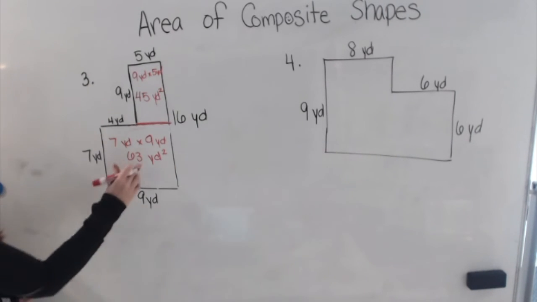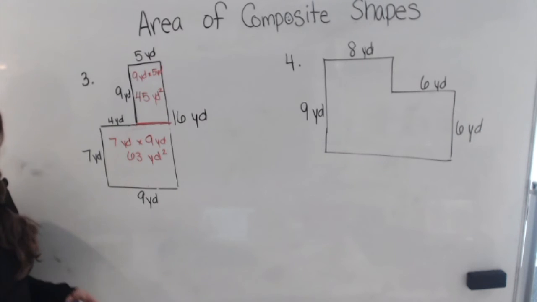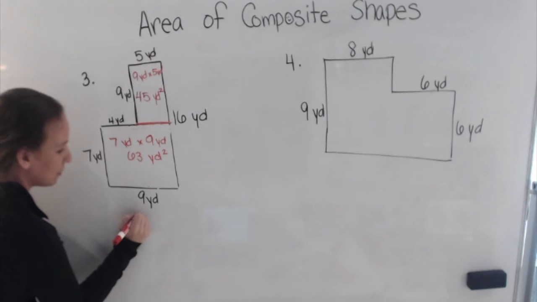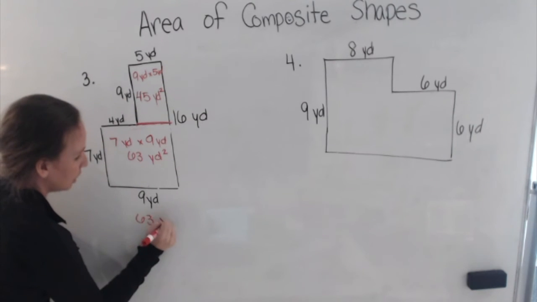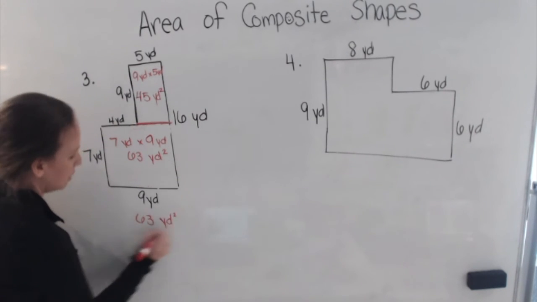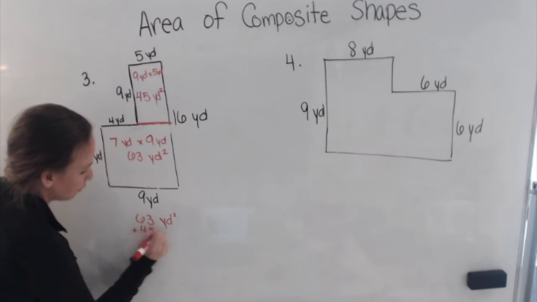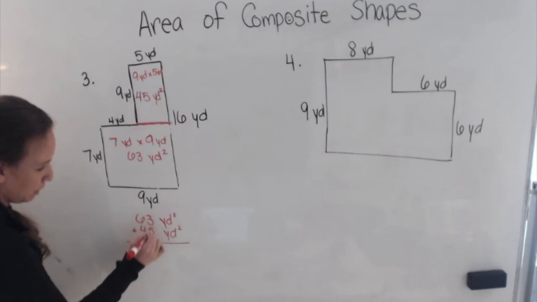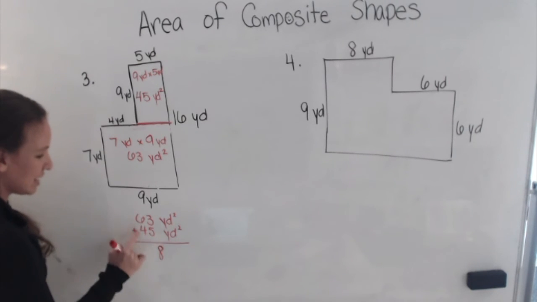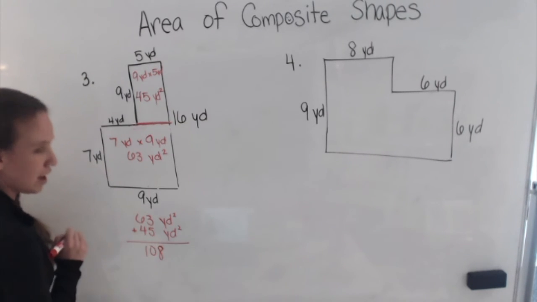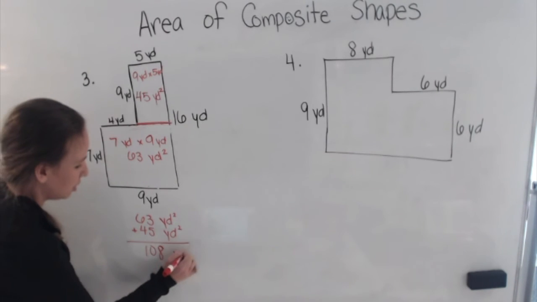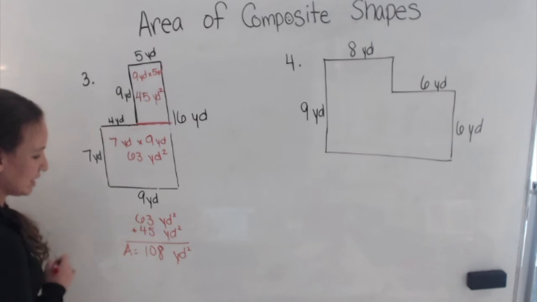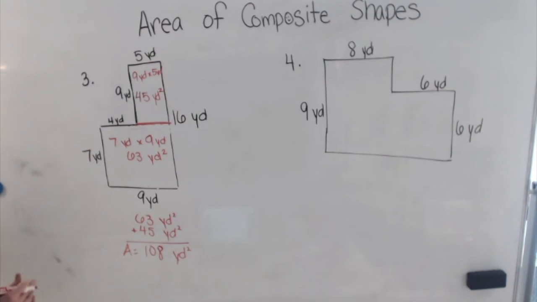So, how do we find the area of the entire composite shape? We add them up. 63 yards squared plus 45 yards squared gives us 3 plus 5 is 8, and 6 and 4 is 10. 108 yards squared. That is the area of the entire composite shape.